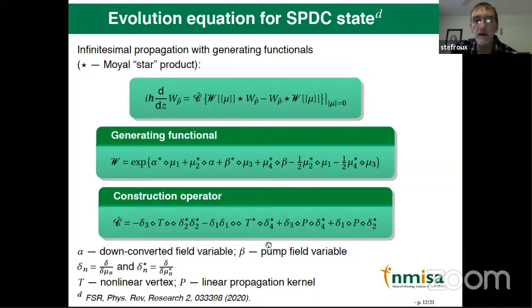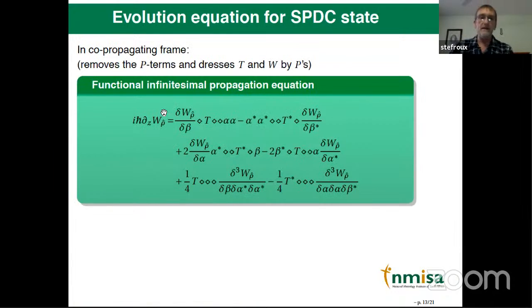And the P is just the linear propagation through the medium. So now, what will happen when we evaluate these integrals that represent the star products, it's going to transform the arguments of my Wigner function that represents the state here. And when I then apply the construction operator on that, it's going to produce functional derivatives of the state. So in the end, what I get is the evolution equation in this form.